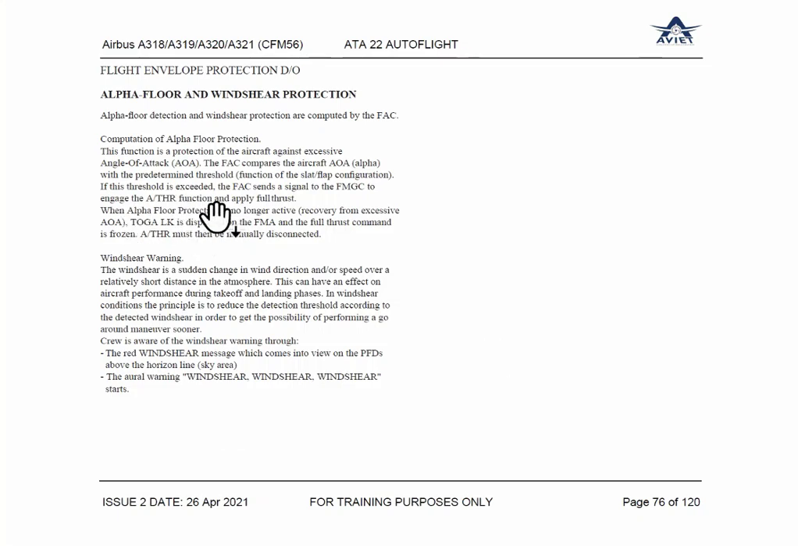So if the threshold is exceeded, FAC sends a signal to the FMC to engage auto thrust functions and apply full thrust. When alpha floor protection is no longer active, the thrust will be locked and that will be shown as a TOGA lock. So how to come back from the TOGA lock? The auto thrust has to be disconnected manually.